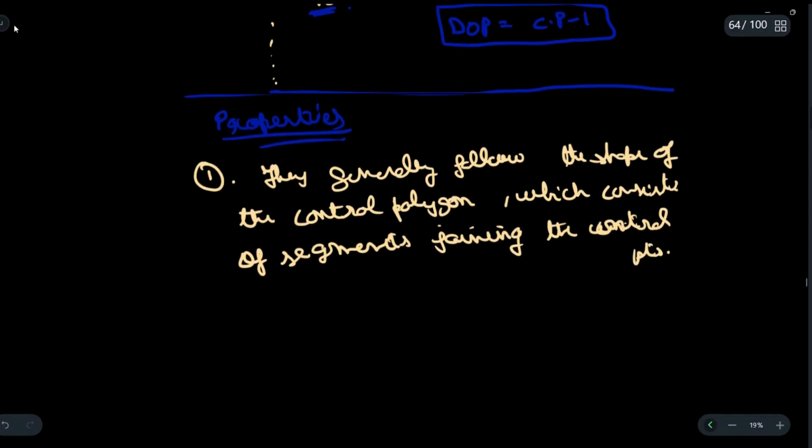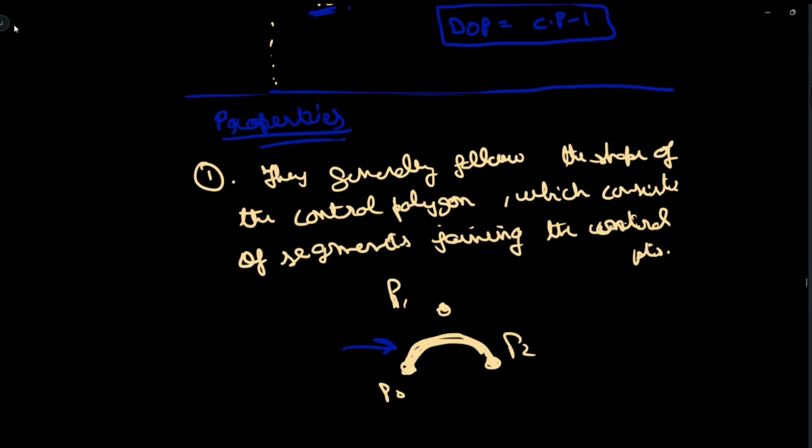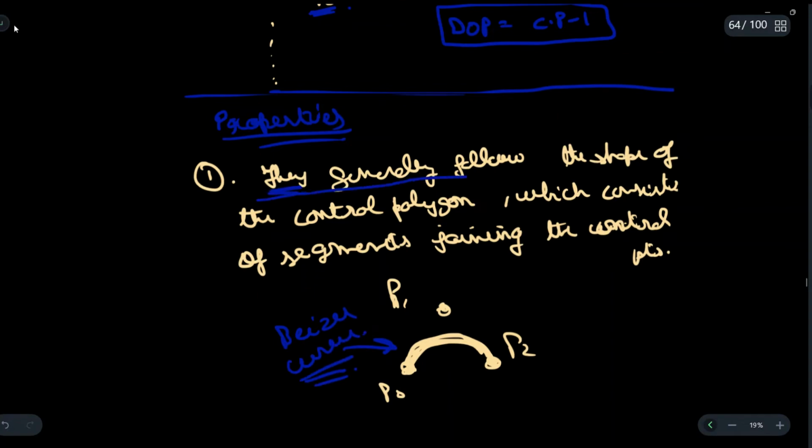Suppose we have 3 points, that is, we have a quadratic Bezier curve, and these are P0, P1 and P2. So joining these points, this is the polygon that we are forming. The Bezier curve will follow this polygon. By "they" we mean the Bezier curve. Bezier curves generally follow the shape of the control polygon, which consists of segments joining the control points. So the control points are P0, P1 and P2.